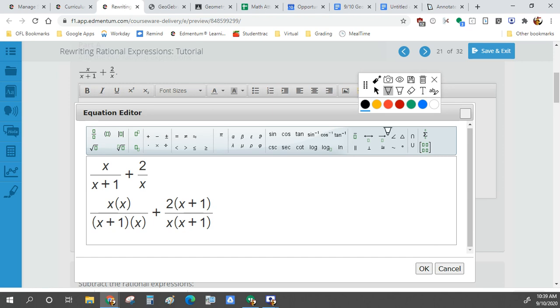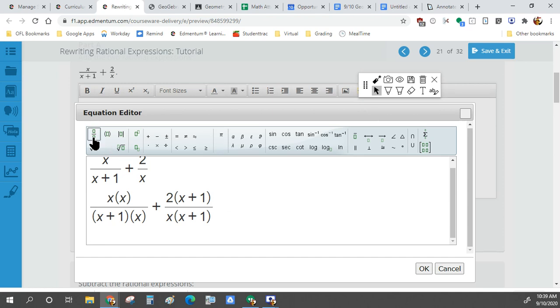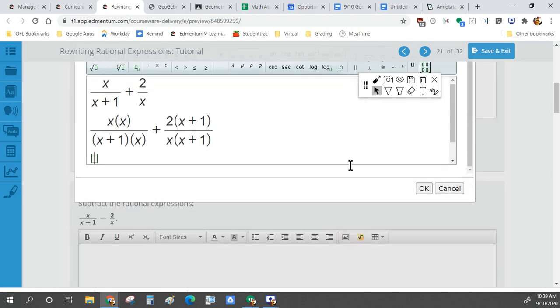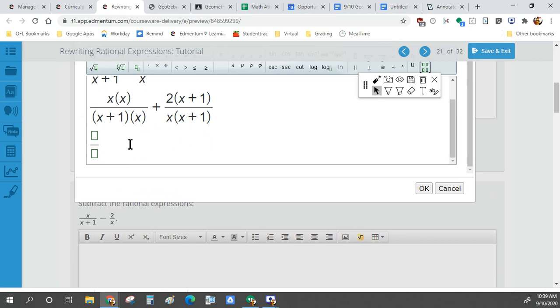All right, so our next part here is now that the bottoms are the same, I'm going to write another fraction. It's going to be a single fraction this time. Let me scroll down here. Combining these ideas. So x times x, that's just 2x, right? And I'm going to add that to whatever this positive 2 distributed is going to be. So that's going to be another 2x plus 2.